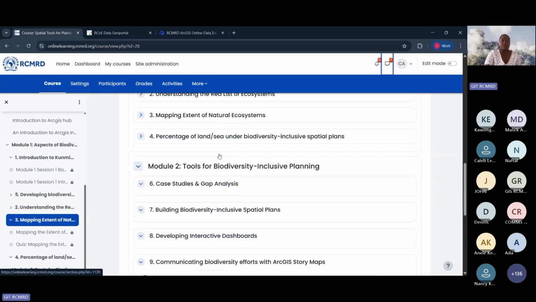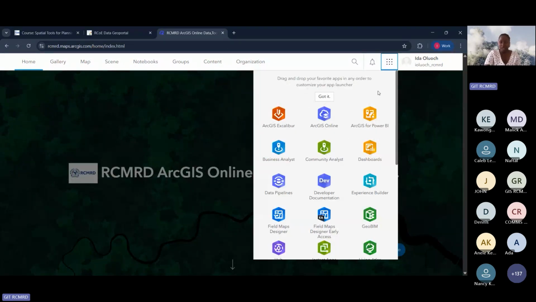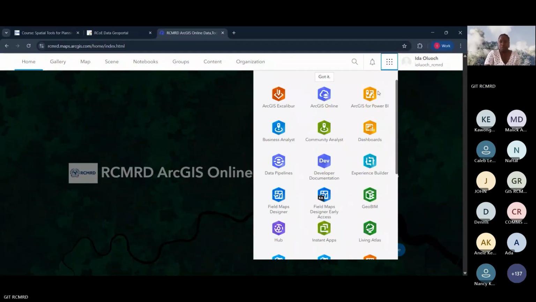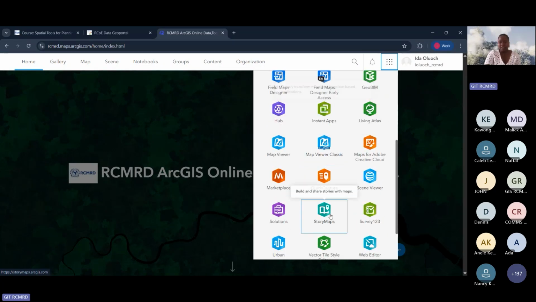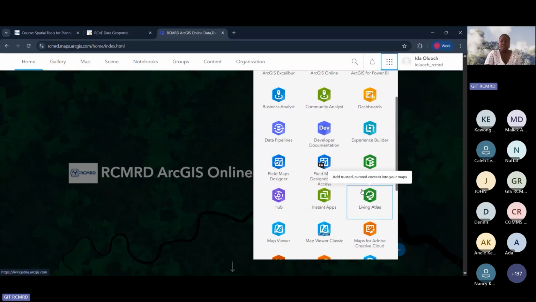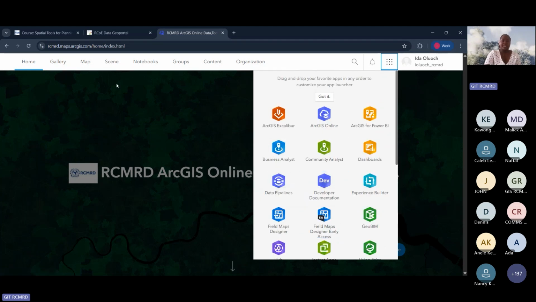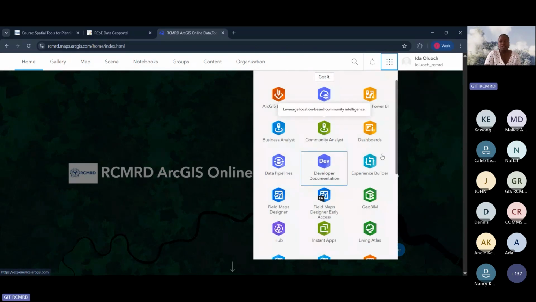Then another tool that we're going to be using will be the ArcGIS Online platform, which hosts several of the other tools that we're using, which includes Instant Apps, as you can see here, Story Maps, as you can see, all the tools that have been mentioned that we're going to be using. The Hub is also here in the ArcGIS Online homepage. So once you get your license and you log in and you click on these dots up here, you'll be able to get access to all these tools.